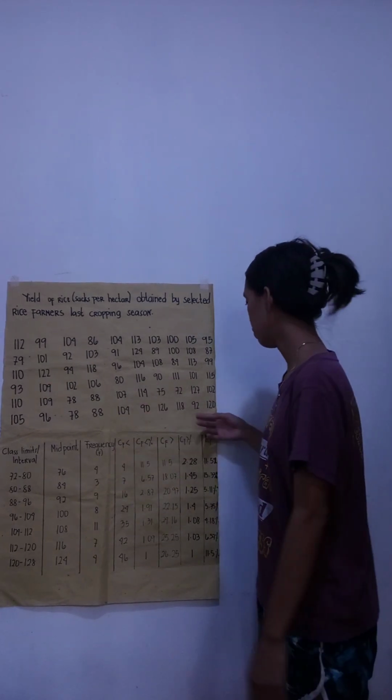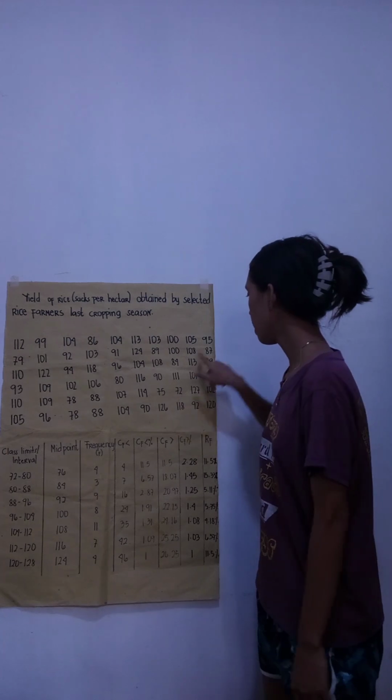127 minus 72. 127 minus 72 is equal to 55, which is the range. Number of classes, which is number 7.